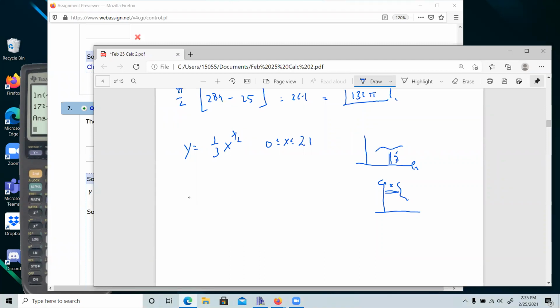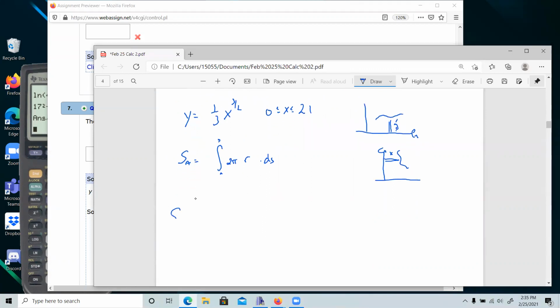Okay, so my surface area here is going to be 2 pi times the radius times ds. And the radius could just be x. So we have surface area is equal to 2 pi integral a to b x. And now I have to figure out what's this ds here. Okay, what's my arc length? And again, remember, it doesn't matter if we want dy by dx squared or dx by dy squared. In this case, I'd like dy by dx, please.